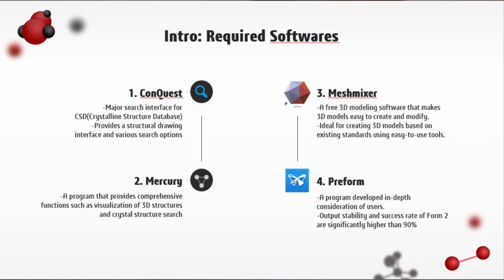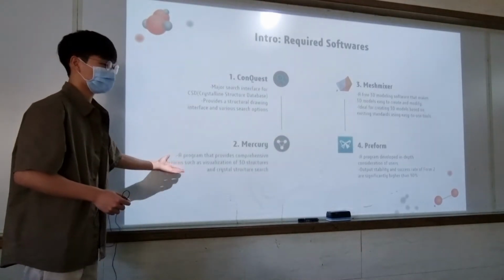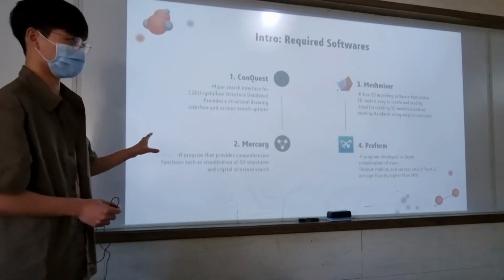ConQuest is a major search interface for crystalline structure databases, and it provides various types of options in finding your desired crystalline data. And in Mercury, you can obviously visualize, see the distances, edit, and print out the file in the form of 3D printing available files.